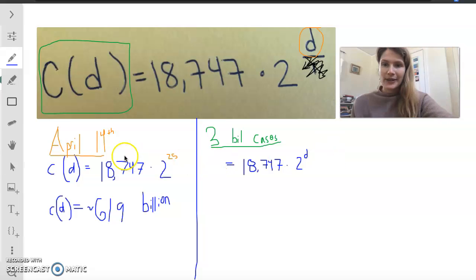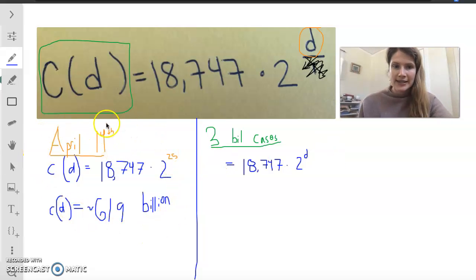Okay, so over here you can see we just did this math in the previous video. We plugged in 25 for D, and that was how we predicted how many cases there would be on April 14th. I'm just leaving this here so we can compare it to what we're about to do. What we're about to do is try to predict after how many days there will be 3 million cases of COVID. So to begin, I just wrote out the right side of the equation, exactly as Leslie has it up here: 18,747 times 2 to the power of D.